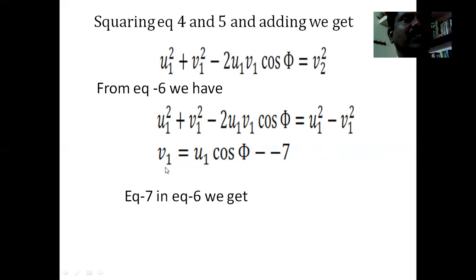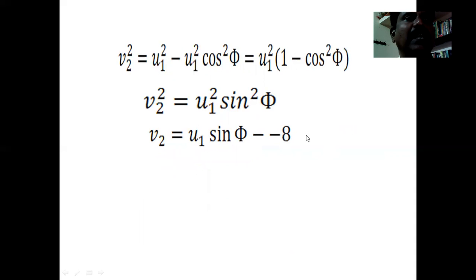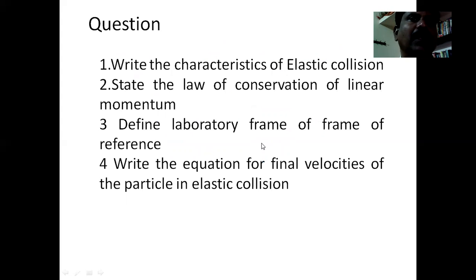Now v1 is equal to u1 cos phi, which we call equation number 7. Next, substitute this value in equation number 6. After substituting, we get v2 equal to u1 sin phi. Like that, we get the final velocities of those two particles after collision.